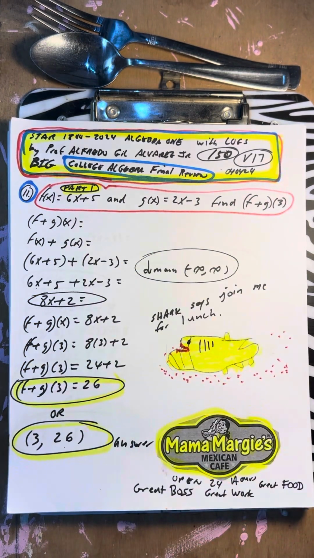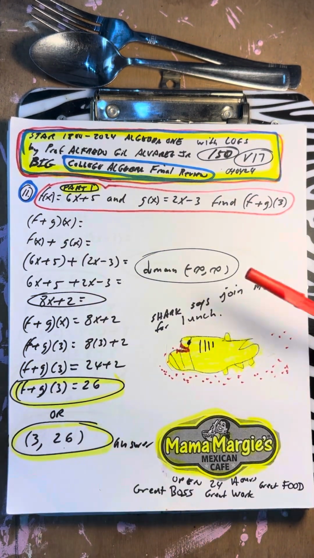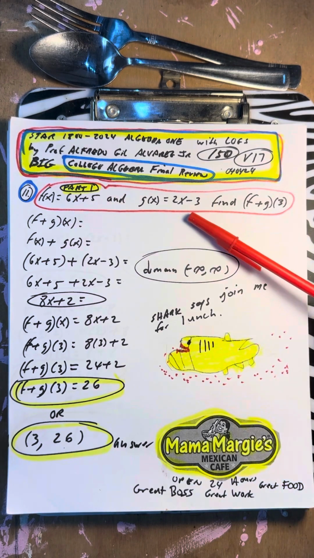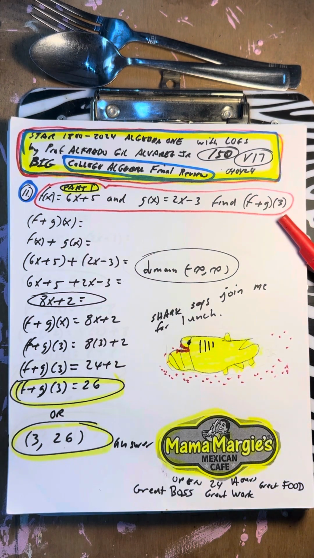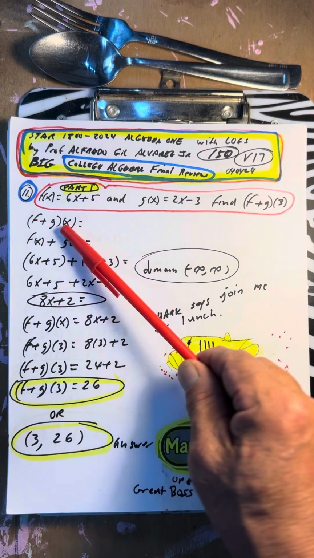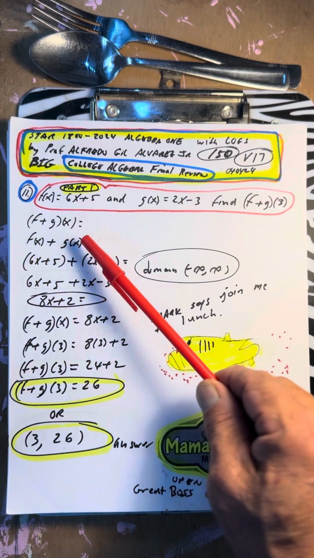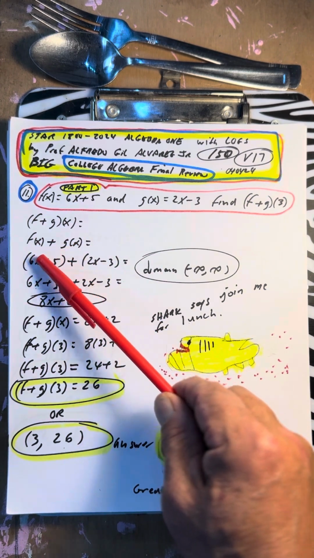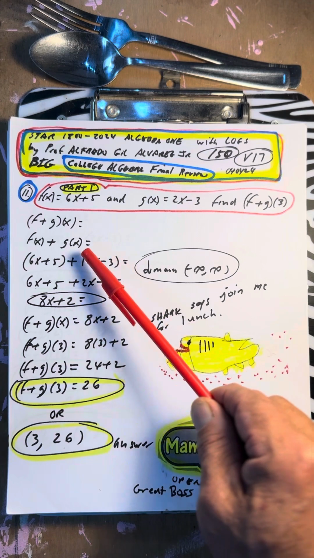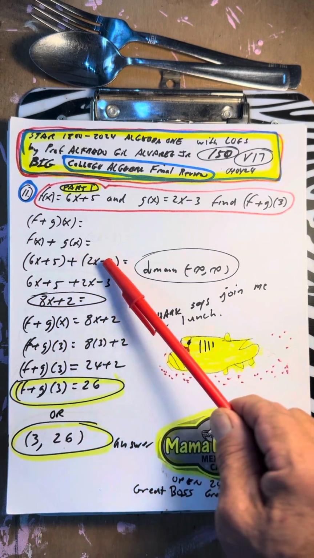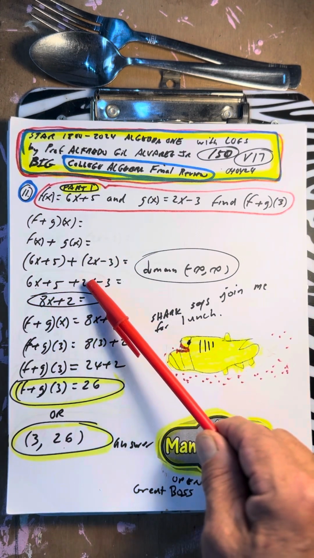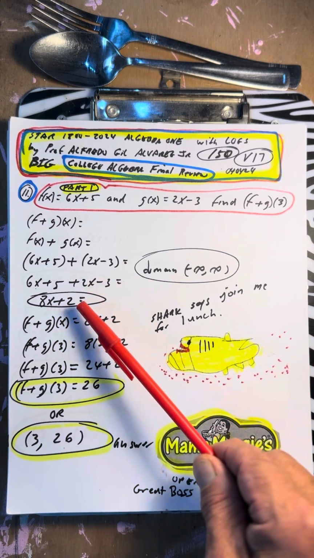So, f of x is this one, and g of x is this function. Find f plus g of 3. First thing you need to do is, what is f plus g of x? It means f of x plus g of x. Substitute in this right here, 6x plus 5, and that one, 2x minus 3. Take the braces off. 6x plus 5 doesn't change anything. So 6x plus 2x is 8x, and 5 minus 3 is 2.